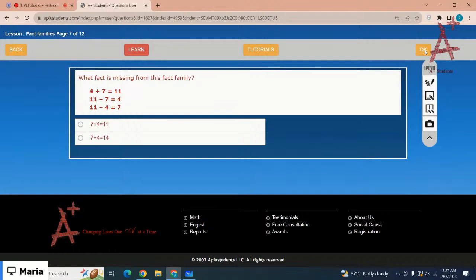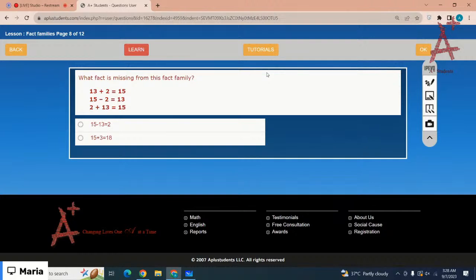What fact is missing from the fact family? Which is the correct option? Option 1 or 2? You can please write down the answers in the chat box. Yes, very good. That would be option number 1, because the numbers must be the same. So it would be 7, 4 and 11. That is option number 1. I have to click on the OK button.